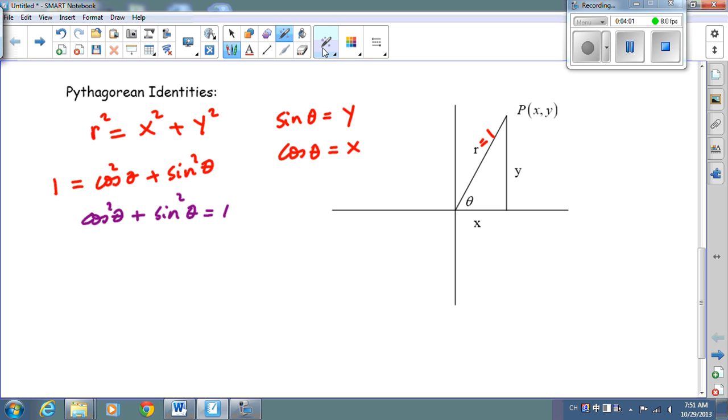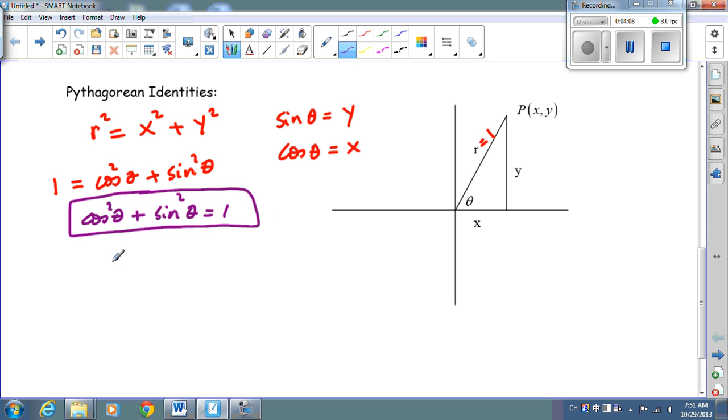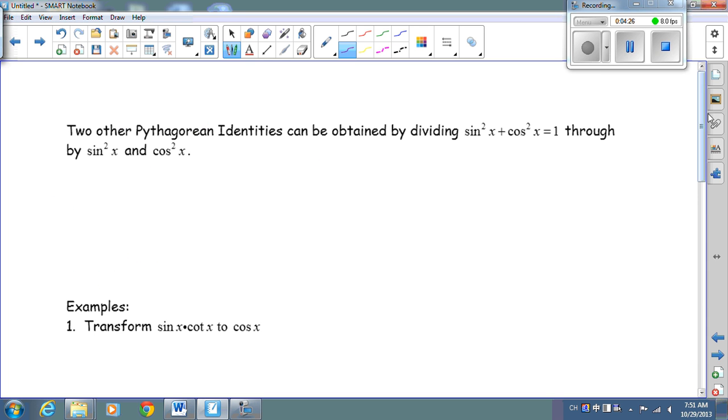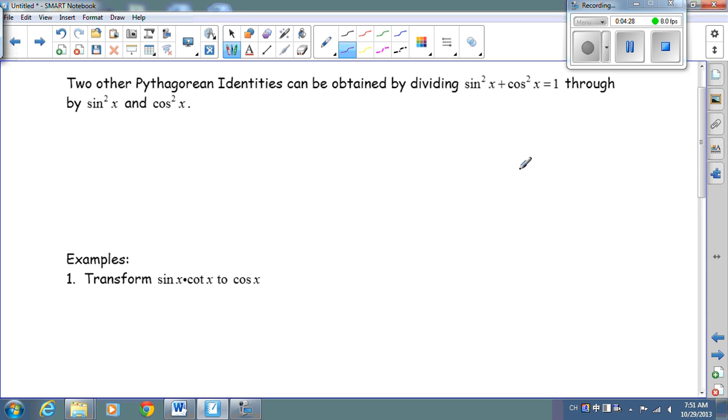I can use this again to go a little further. Let me box this first. If I go a little further, I will say 1 minus the sine squared of theta is equal to cosine squared of theta. Or I can also say 1 minus cosine squared of theta is equal to the sine squared of theta. Let's go ahead and try a few problems. Let's do a few more Pythagorean identities.